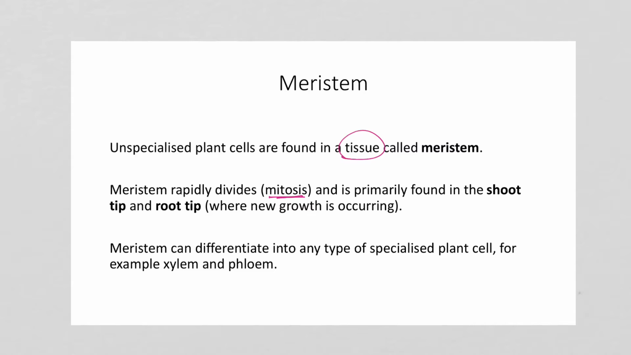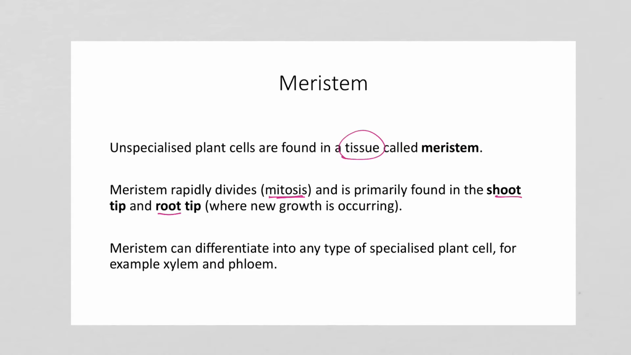And the meristem is primarily found in the shoot tip and the root tip. And that's where you're going to get most of the growth of the plant, right? It's going to grow up through making the shoots larger, and then as it grows, it's going to need more mineral ions from the soil and more water, so the roots are also going to grow. So that's where you have most of the meristem.